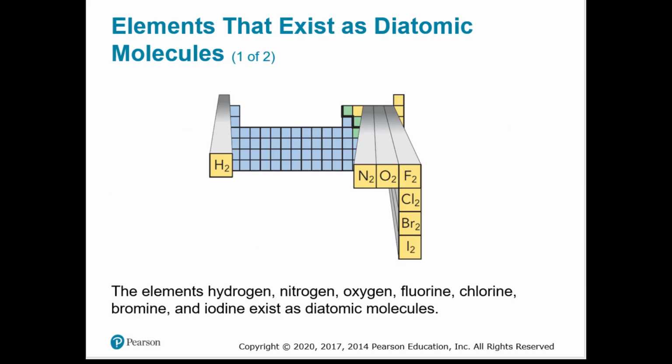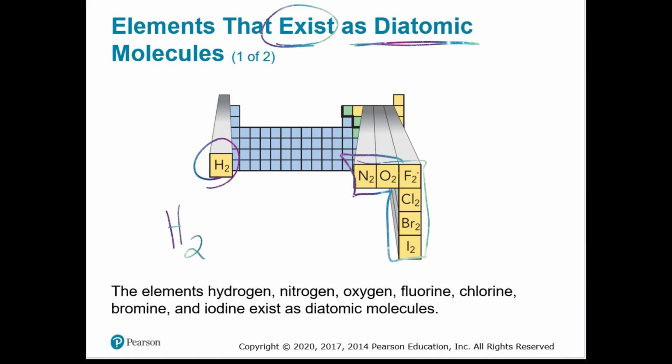There are some elements that exist as diatomic molecules. That means that they do not like to be just by themselves. They're very unstable. They like to be in pairs with another atom just like itself. For example, hydrogen always likes to be found in nature as H2 when it's by itself. Nitrogen, oxygen, fluorine, chlorine, bromine, iodine. See how it makes a number 7? There are 7 elements that like to exist paired up with itself.